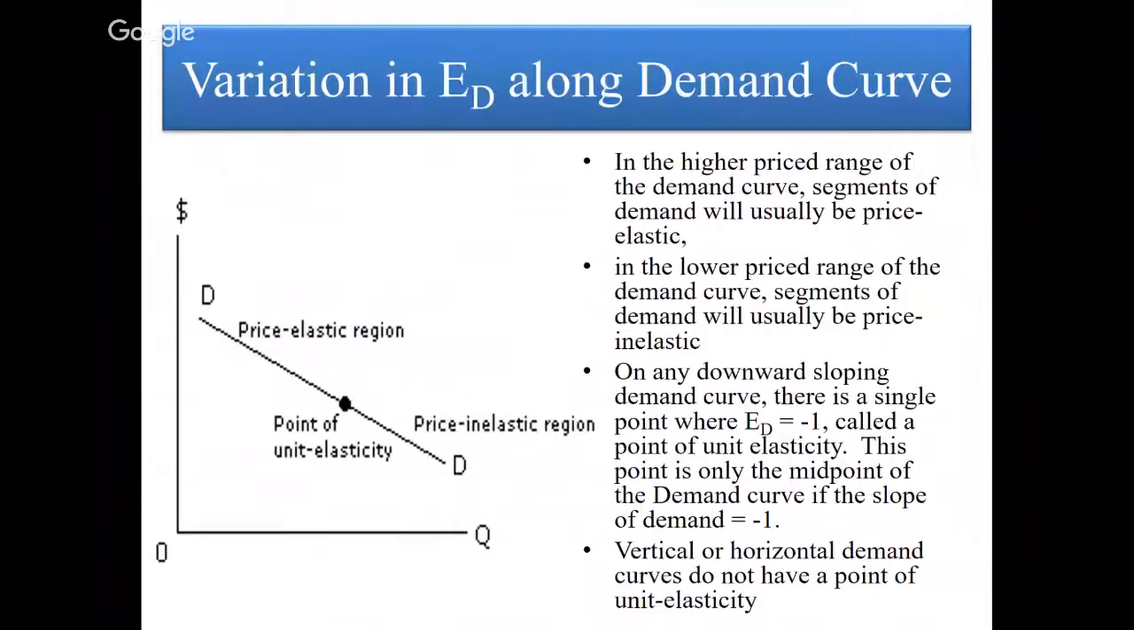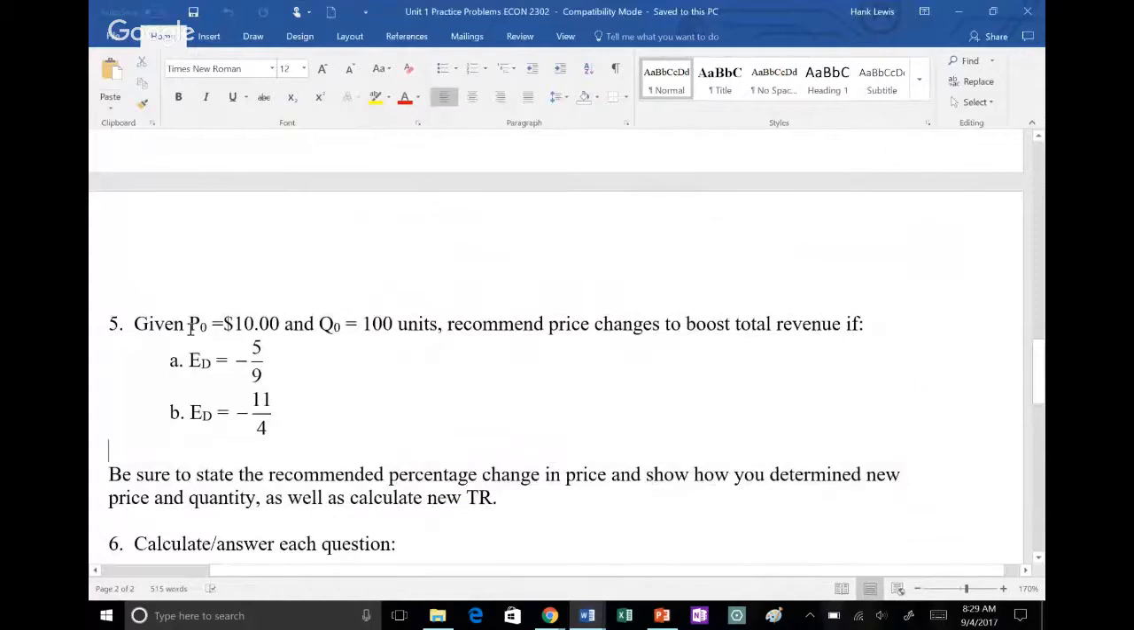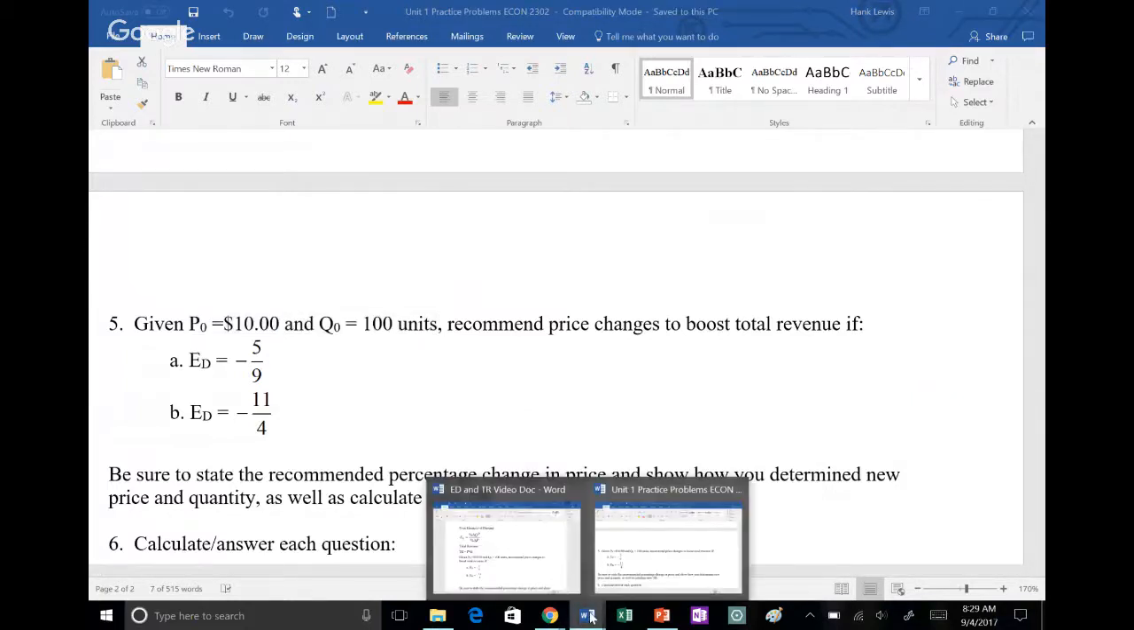So I'm going to go over here, and this is problem number 5 on the practice problem set. We've been given some information here, and I want you to notice the starting price and starting quantity are already given. So P0 is equal to $10.00, and Q0 is equal to 100 units. And so the initial total revenue is going to be $10 times 100 units. And class, listen up. Total revenue, total cost, prices, wages are all measured in dollars and cents. $10 per unit times 100 units is equal to $1,000.00.